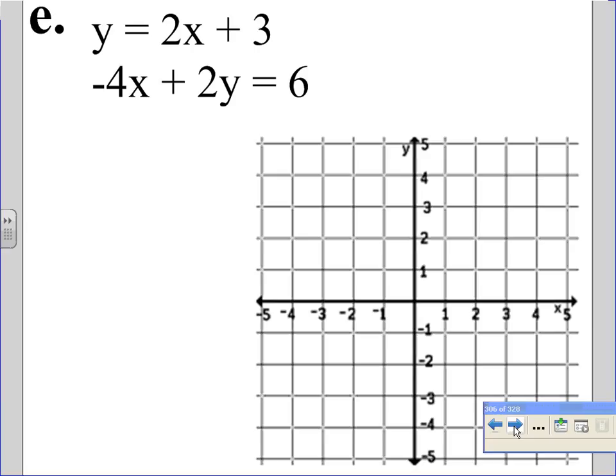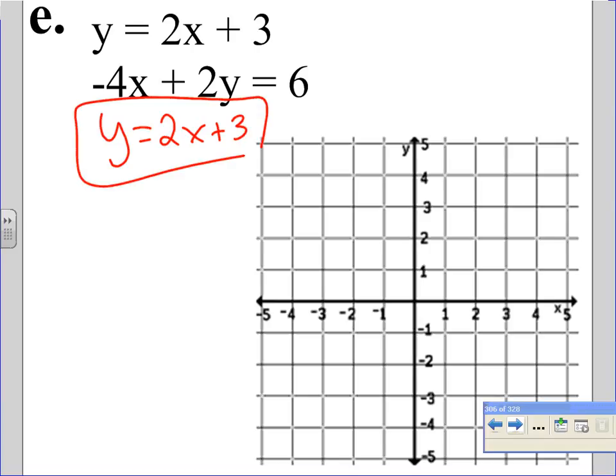Okay, letter E, what should function form be for the second equation? Greta? Okay, so without graphing, who can tell us what's going to happen? Evan, what's going to happen? Awesome. It's the same line, so it's going to have a ton of solutions, which is going to be infinite solutions. Let's graph it anyways on your little graph just for practice.